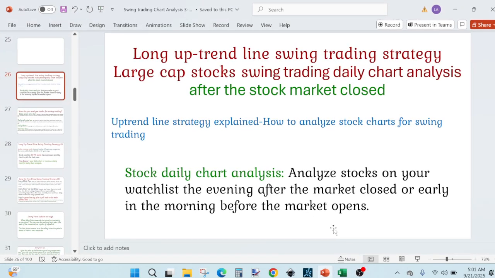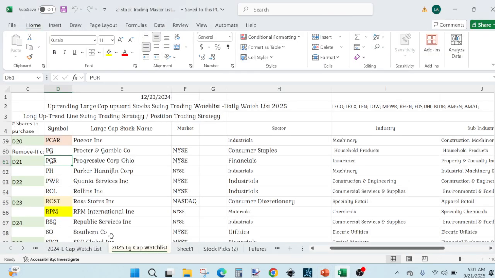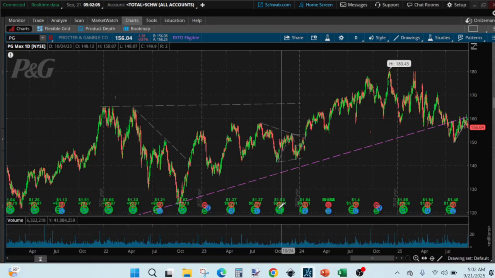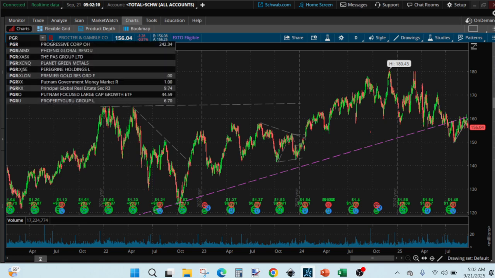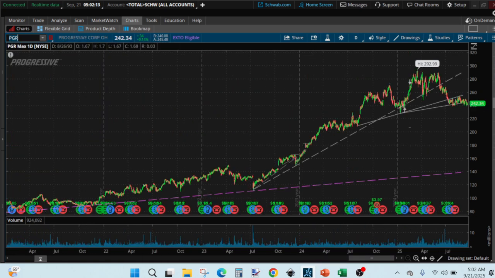Hello, Uptrend strategy explained: how to analyze stock charts for swing trading. We are going to use two stocks here to explain our Uptrend strategy, and the first one is PGR. Today is September 21, 2025, and we are analyzing the chart after the market closed on Friday, or before it opens tomorrow, Monday.